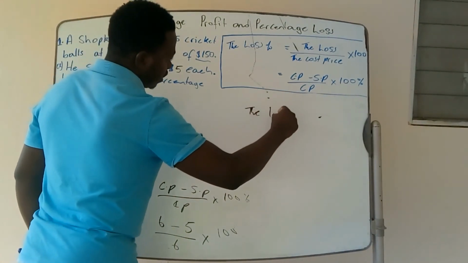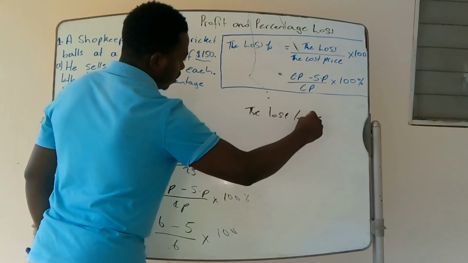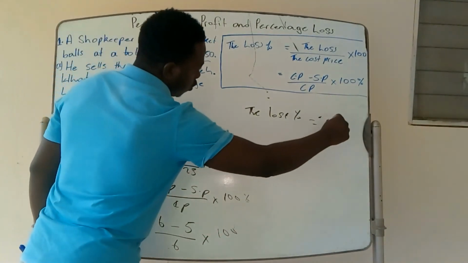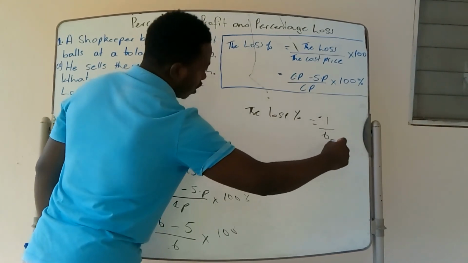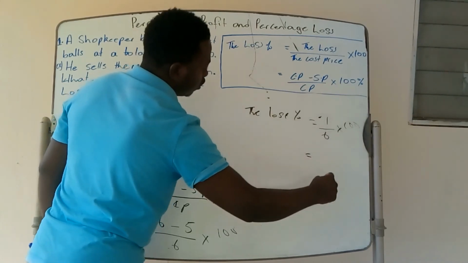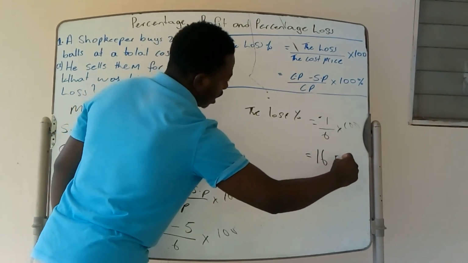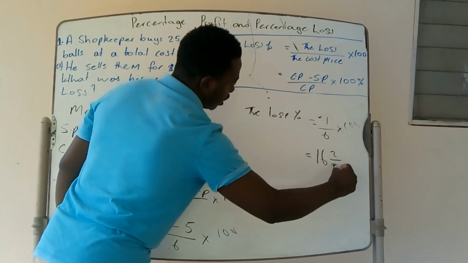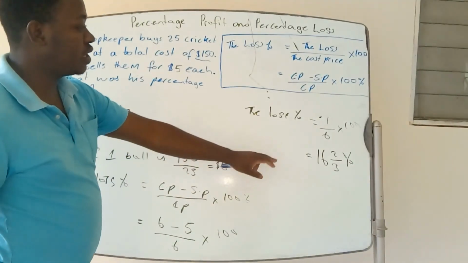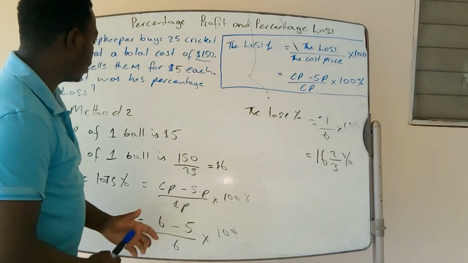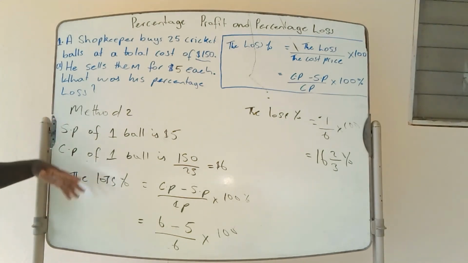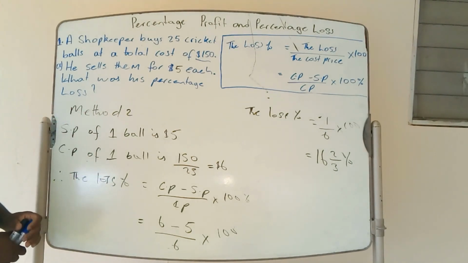So the loss percent is going to equal 6 minus 5, that gives us 1 over 6 of 100, and 1/6 of 100 is going to be 16 2/3%. So therefore, the loss percent is equal to 16 2/3%. So that's how you can use method 1 and method 2 to determine the loss percent.